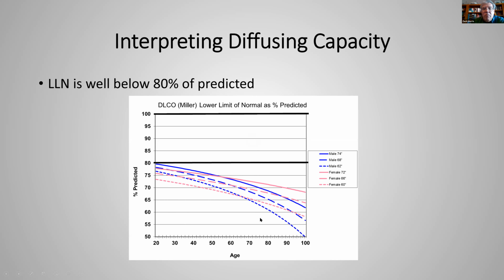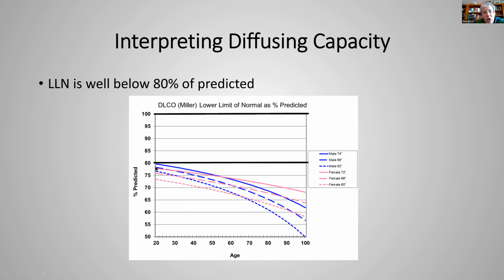The lower limit of normal in diffusion, now we use Miller here compared to some of the other things we'll talk about in a minute here. But I want to point out to you that it's the same problem with every other, no matter who you use, whichever volume, whether it's volume spirometry. If we look at the lower limit of normal of diffusion as a percent predicted again, you know, this is 100% of their predicted value. I put a dark line at the 80% line.